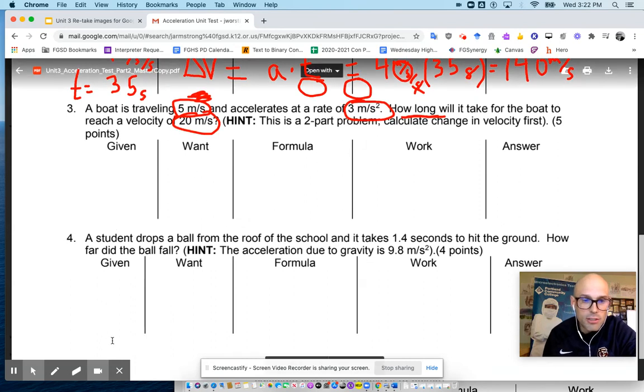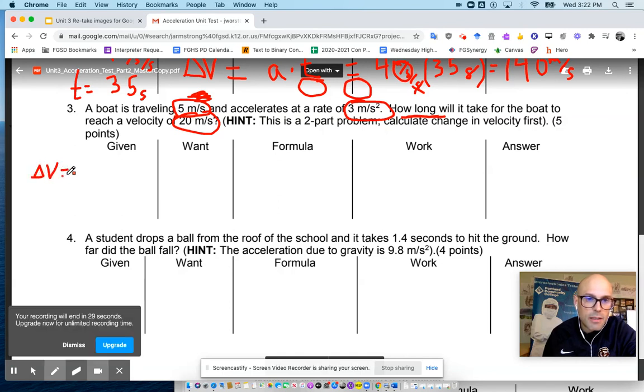So my change in velocity, let's just do that one really quick, is the ending 20, and I'm going to leave off the units, minus 5. My change in velocity is going to be 15 meters per second. Now, don't tell my physics professor from college that I left off the units right here. But you could also put meters per second in there and meters per second in there. That's what you should do.